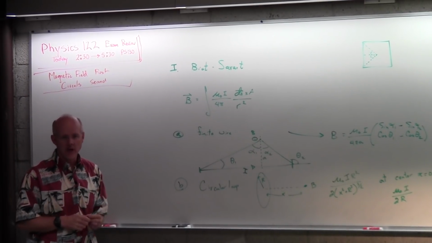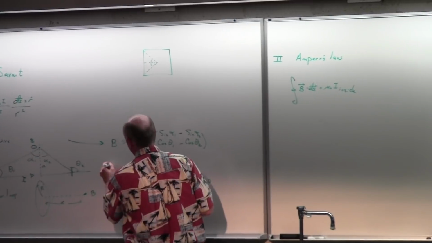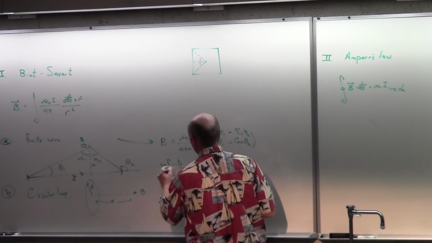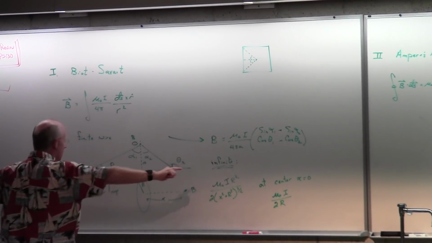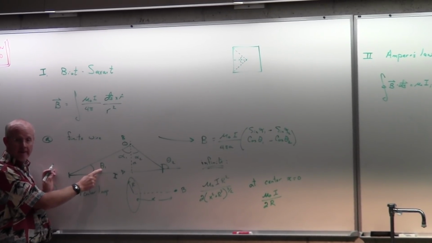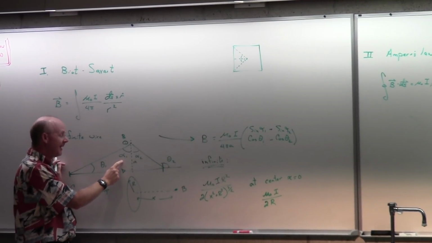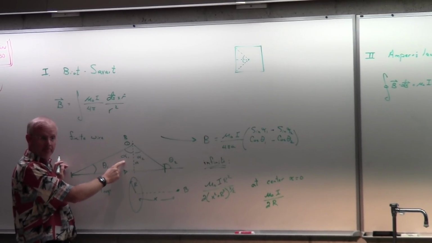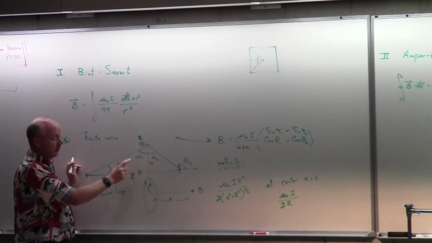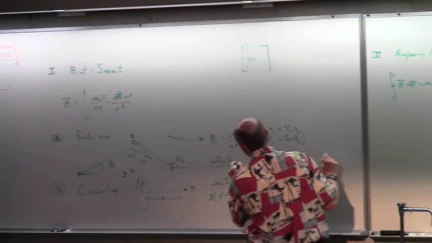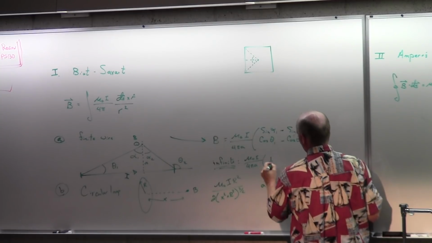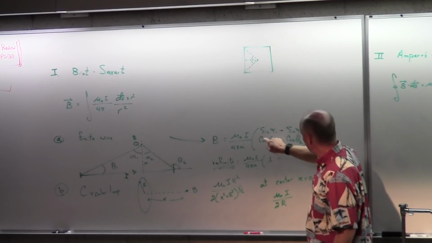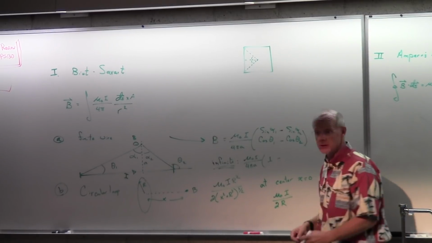What if I made this an infinitely long wire? What would this equation become? If this wire was infinitely long, what would theta 1 be? 0, right? Or if you like it the other way, what would alpha 1 become? Yeah, 90 degrees or pi over 2. So this equation would become mu naught I over 4 pi a, and this would become 1, because cosine of 0 is 1, or sine of 90 degrees is 1.